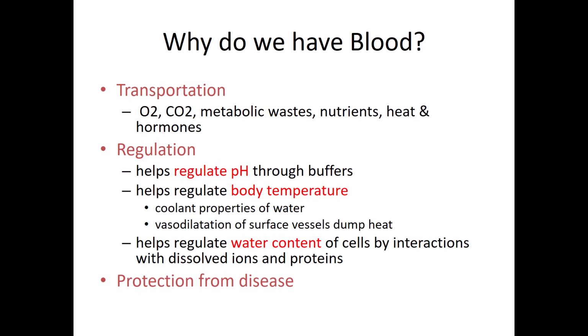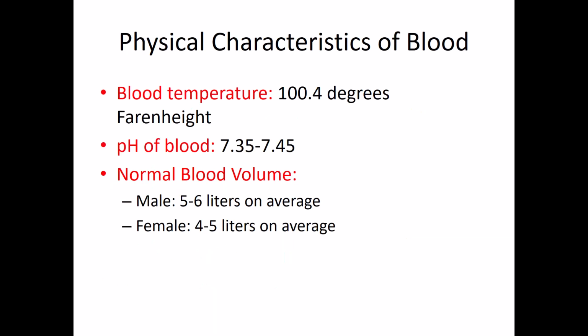And then with dissolved ions and proteins in the plasma, it can help regulate the water content of cells by the water content in blood. Finally, because the blood system is a bit like a highway and it also houses many white blood cells, this is a big part of immunity, and it protects you from disease.